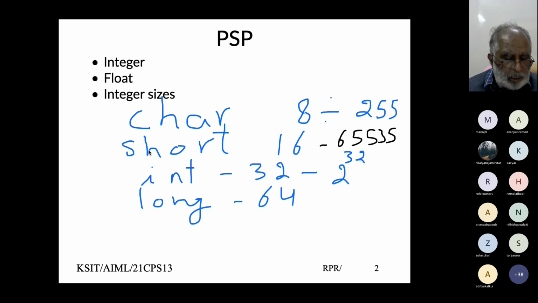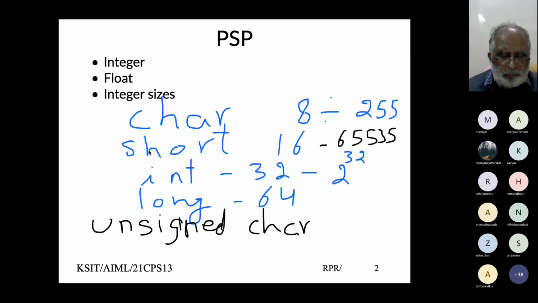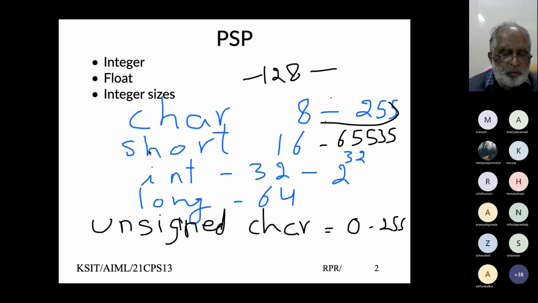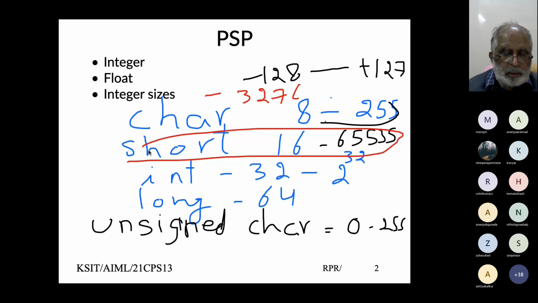So I can write unsigned char, that means my value would range from 0 to 255. For the char in normal systems, the value would range from minus 128 to plus 127. Similarly, for the short, the value would range from minus 32768 to 32767.